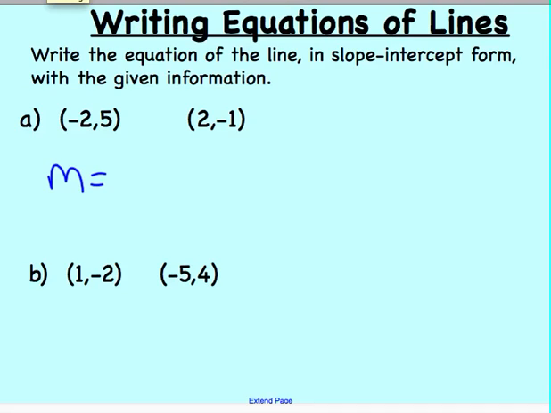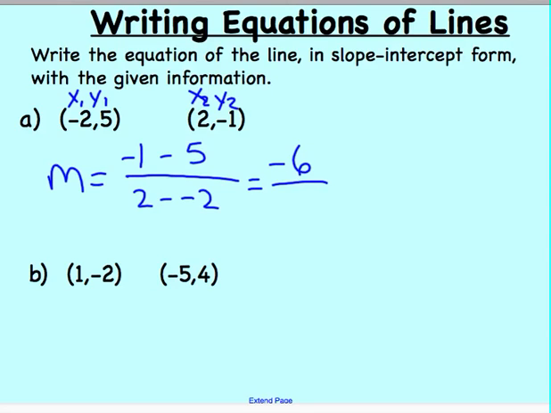So all of the information is unknown at this point. We're not starting off with any information. But the slope we can find because we know the slope formula. So I have x1, y1, x2, y2. If I plug it into the formula, I get -1 minus 5 over 2 minus a -2. This gives me -6 over 4, which equals -3 over 2. Make sure you reduce. So now I know the slope.